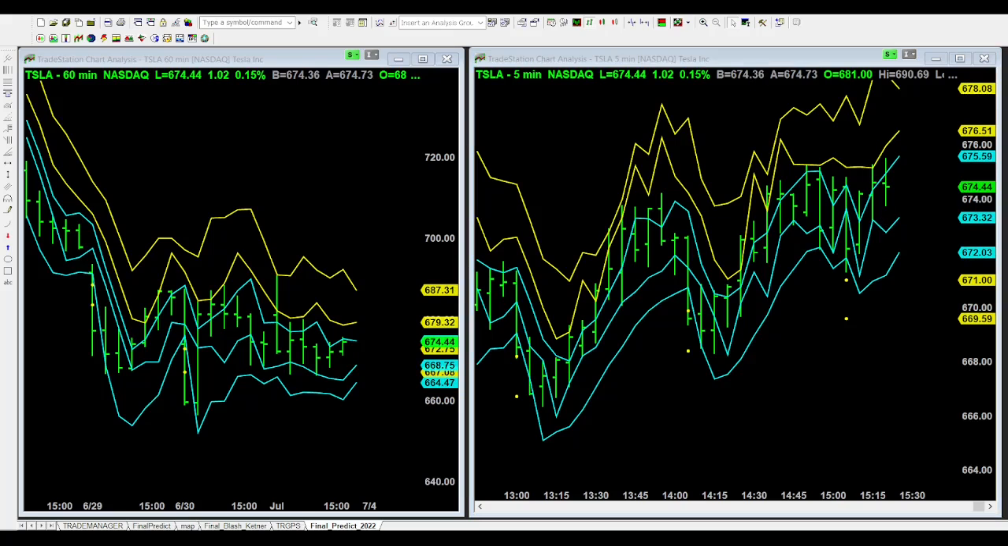Right now it is 3:19 p.m., July 1st. Right now this 5-minute period is not completed yet, so it's still fluctuating in this range.